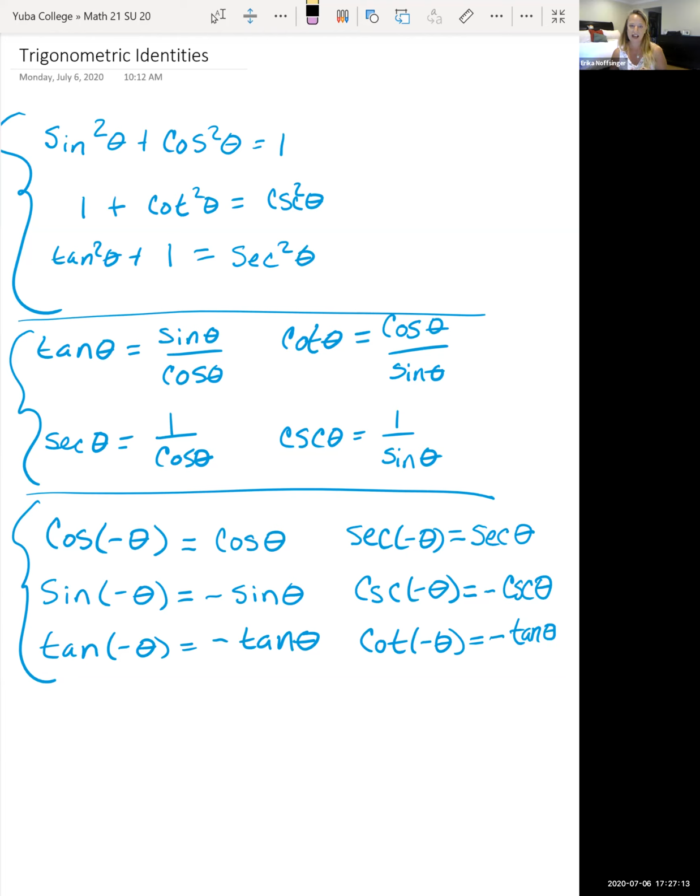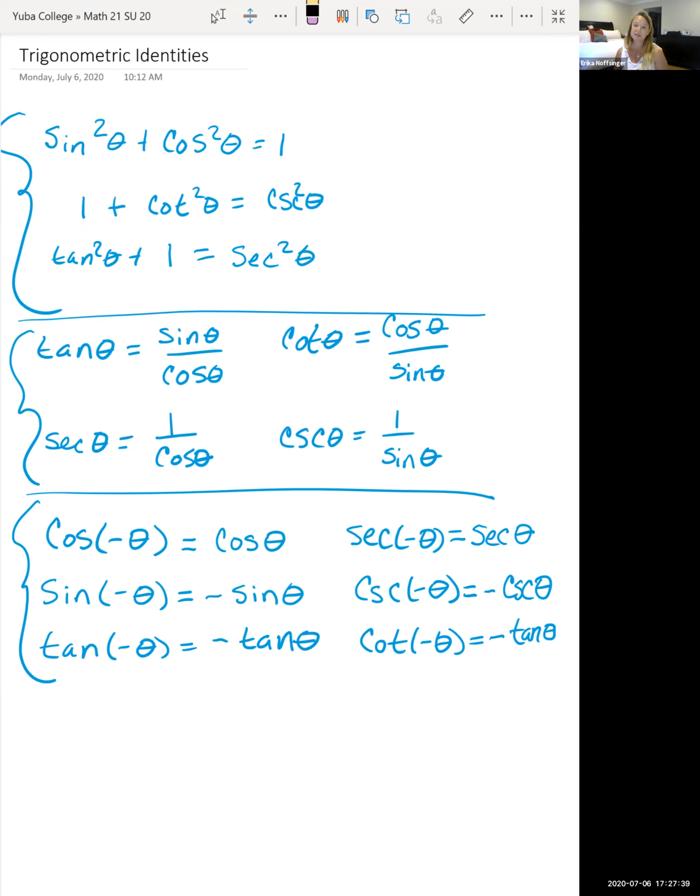When you're looking at the identity that you're trying to prove, the most difficult side is usually the one that you want to work on to make it look more like the simplified side. And so there are certain tricks, and recognizing some of these identities is helpful. If you have multiple fractions, rewriting them as a single fraction could be helpful.